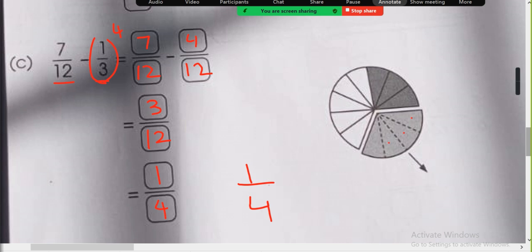Okay, 1, 2, 3, 4, 5, 6, 7, 8, 9, 10, 11, 12. There were 12 pieces, and what will be left? If we divide the shape into 4 parts, we will be left with 1 quarter out of it.